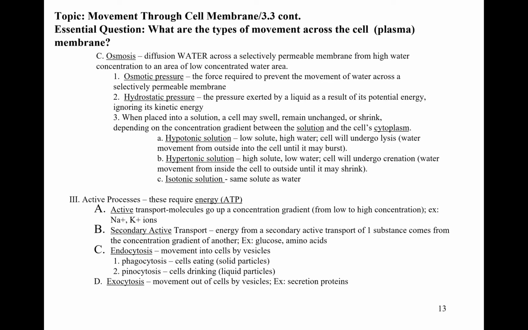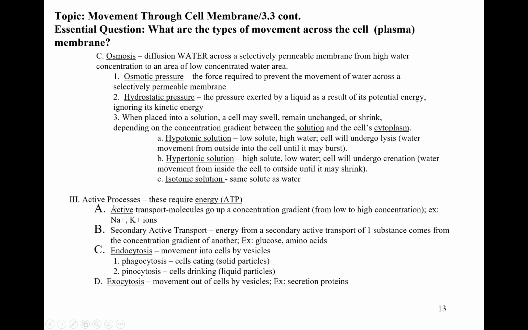till it shrivels up. Isotonic solution means that you have the same number of solutes in your cell as you do in the water of the beaker. So there's not going to be a movement of water across the membrane because it's the same. Those are all your passive processes. And we're going to look a little bit more at osmosis because there's some specific things we're going to be talking about during the year with that. And we'll talk more about that on debrief day.